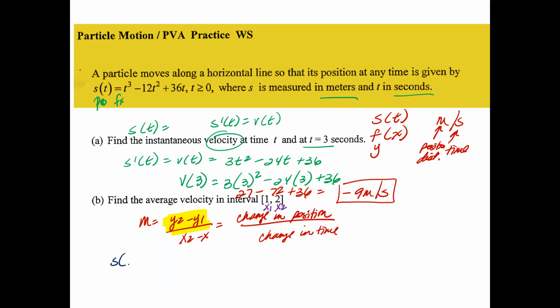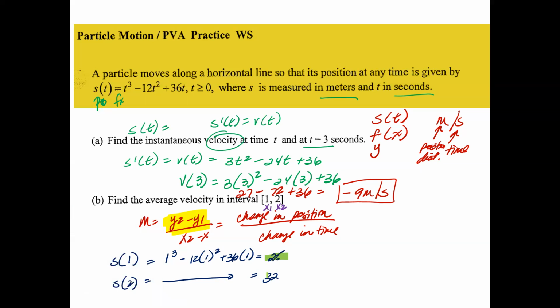So then let's plug it in. What is S1? And when you do S1, remember it's going to be 1 cubed minus 12 times 1 squared plus 36 times 1. And then S2, same thing. And you should have a 25 in the first one. And then a 32 for the second one.